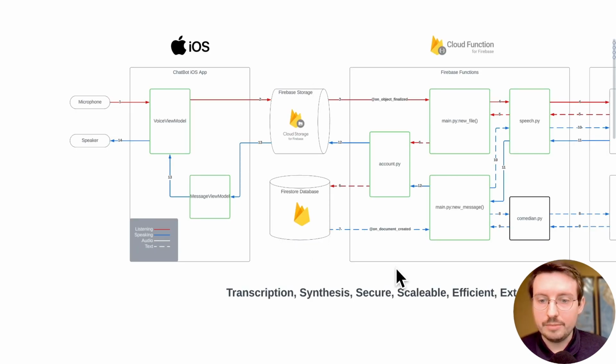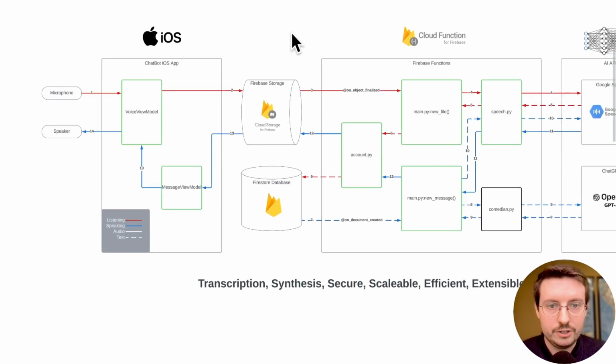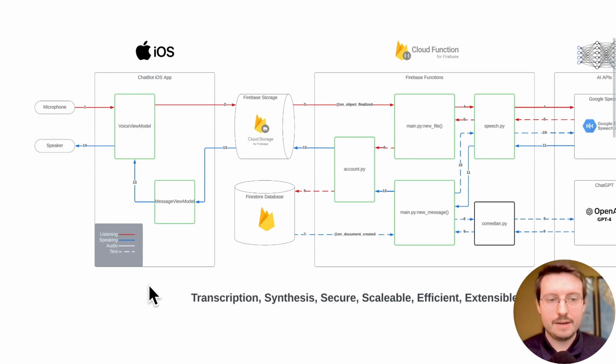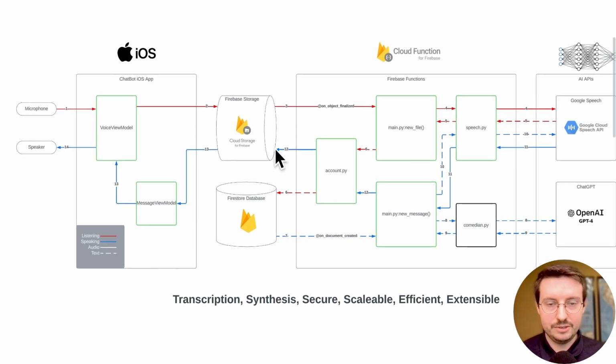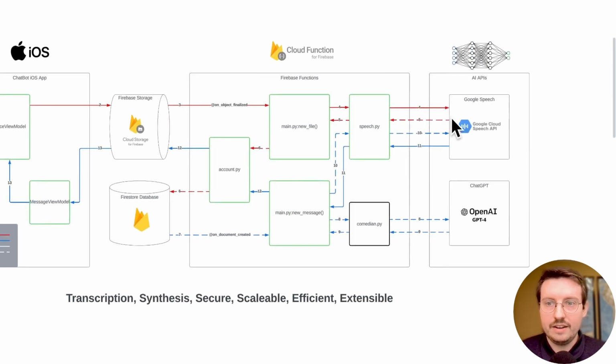It's designed to be scalable. What we mean by that is that you could have, let's say, one iOS mobile app here, or you could have perhaps 10 million, and this design would not necessarily need to change. If 10 million iOS apps were connecting to Firebase storage, which is designed to scale, or at least Google says it's designed to scale, then on object finalize would be called 10 million times. So for each new file, the Firebase function would scale up 10 million times, and then it would call these AI APIs 10 million times.